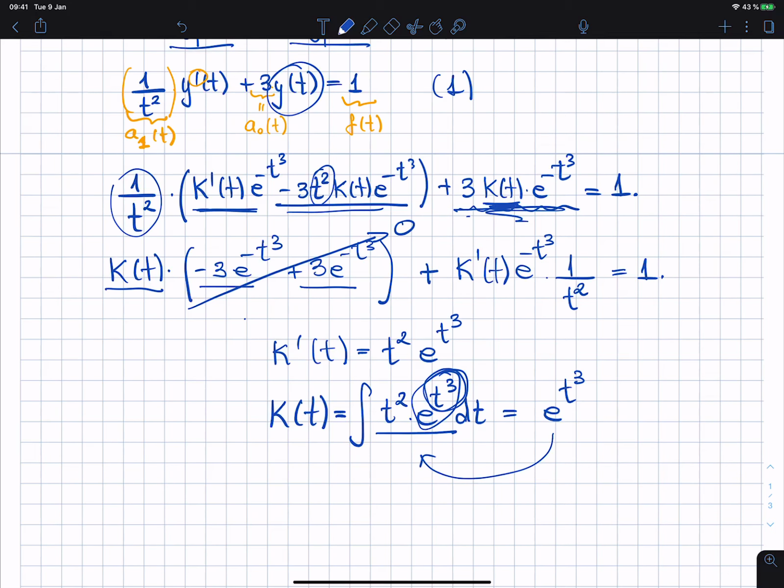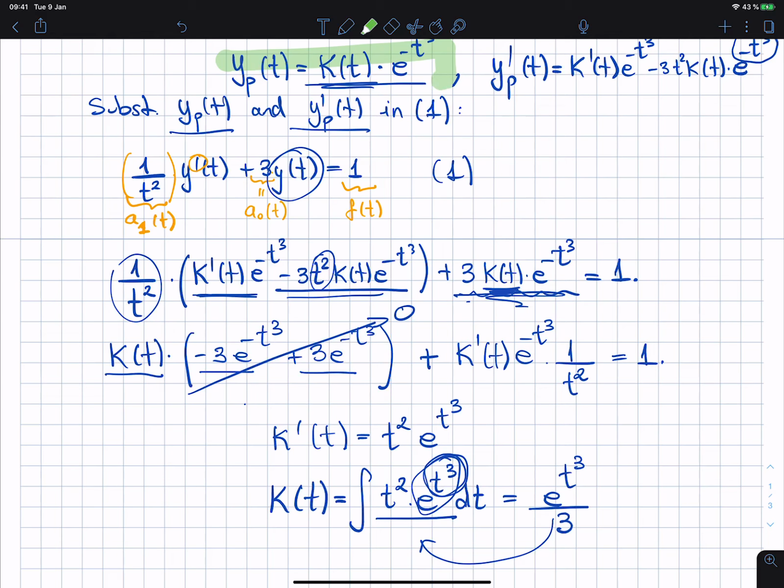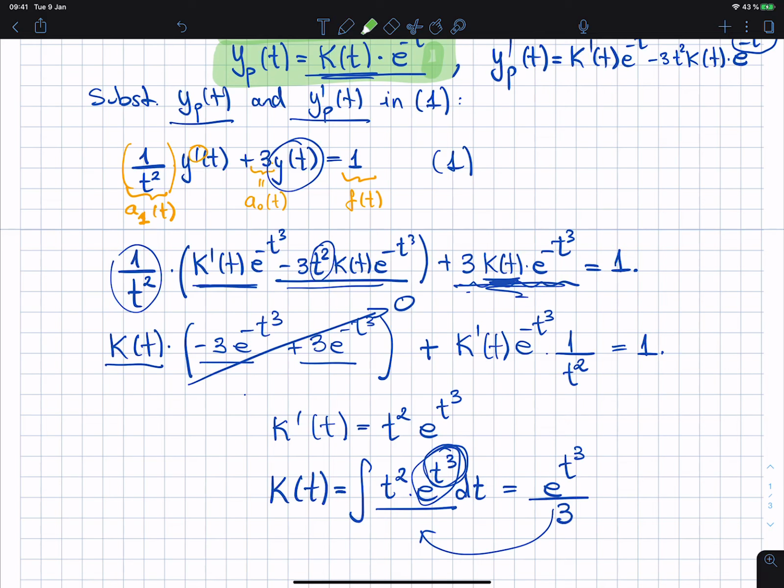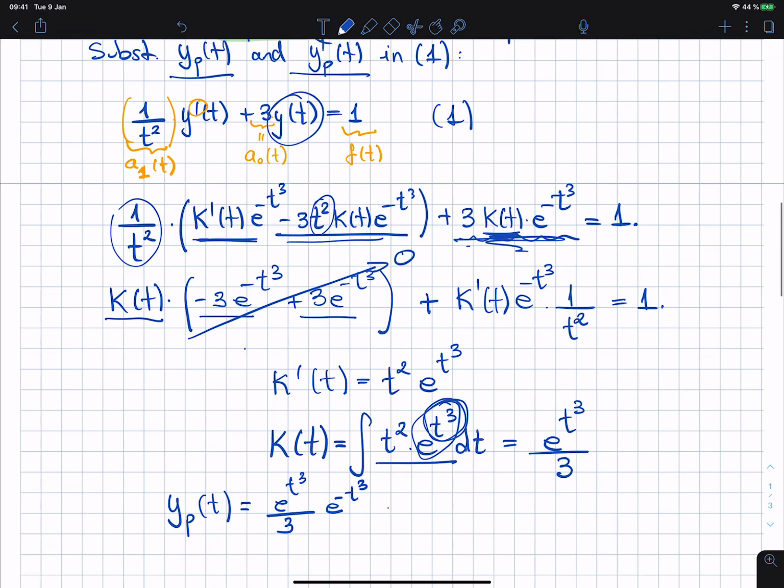That's it. So at the end, I find that yp is k times the exponential. So I found the value of k. Finally I can write here that yp of t, the particular solution I was trying to find, is the exponential divided by 3. This is kt, okay, times the exponential of minus t to the power 3, this term here. Of course these two terms cancel and I get this constant function 1 over 3. So yp is equal to 1 over 3.